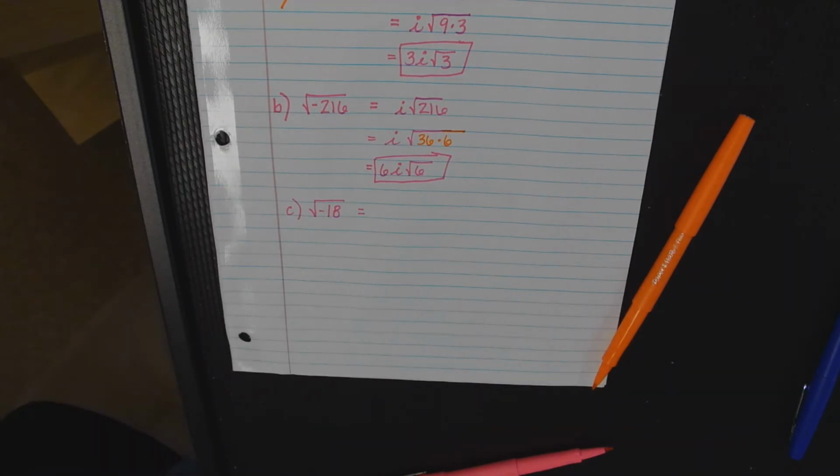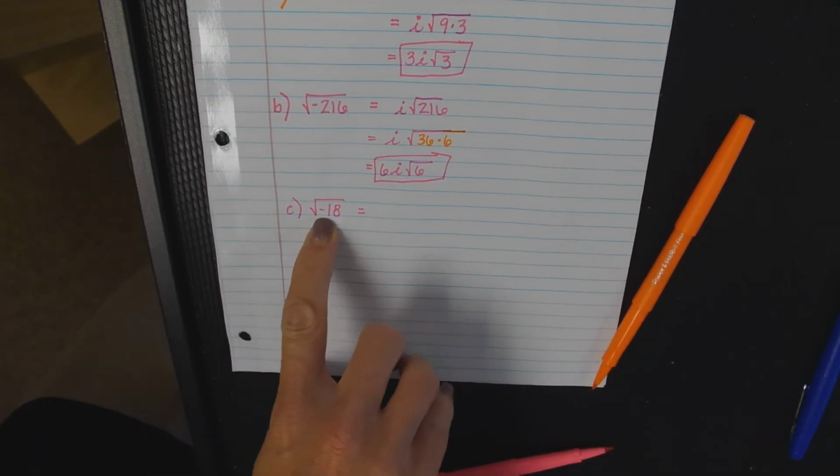I have a couple of mini problems to do, and this is as hard as we're going to get today. Tomorrow, we're going to get into FOIL using imaginary numbers. To me, it's a lot of fun. So here, who wants to do this one out loud with me? Taylor, go for it.